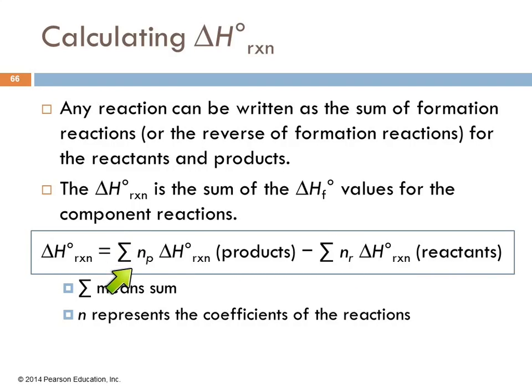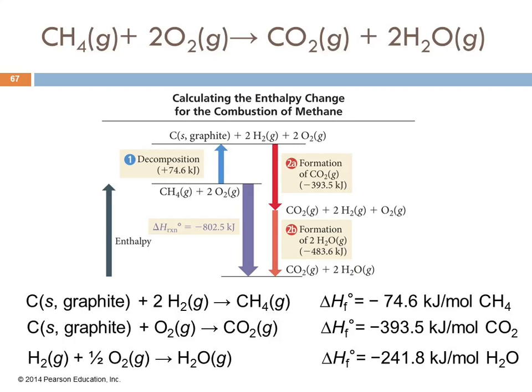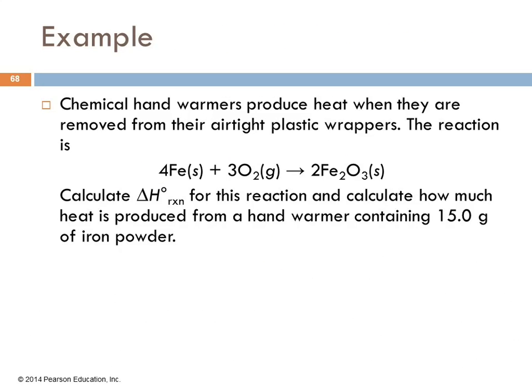This large Greek sigma means sum. And so we take the sum of the heats of formation for all of the products, and this is the coefficient. We have to remember the coefficients. It's the sum of all of the stuff for the products minus the sum of everything for the reactants. So that being said, let's do an example.